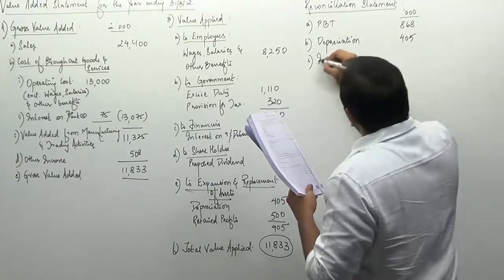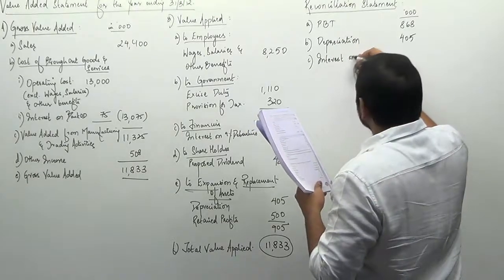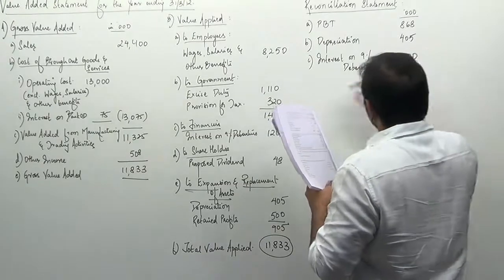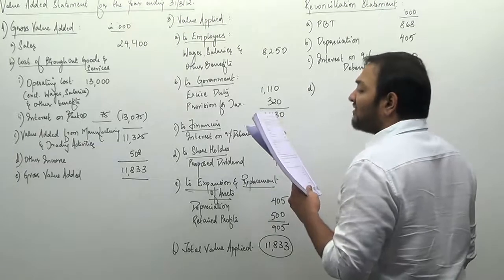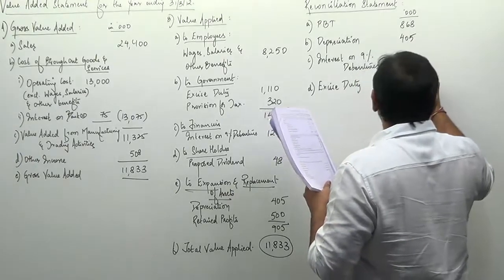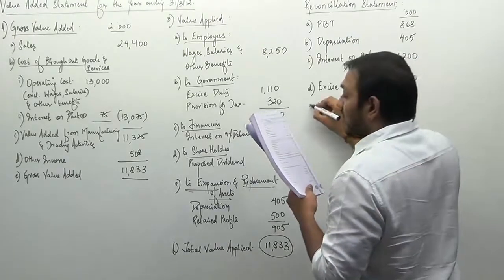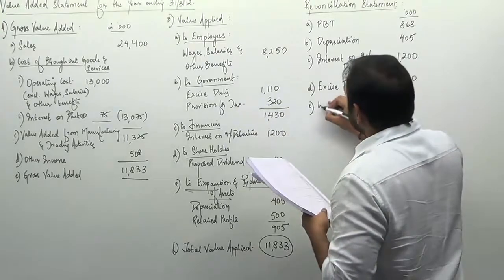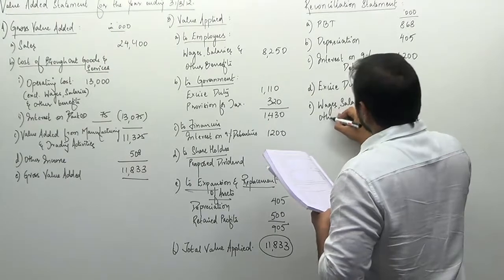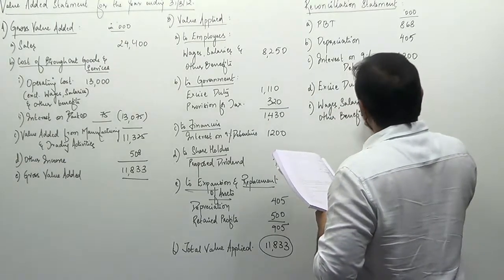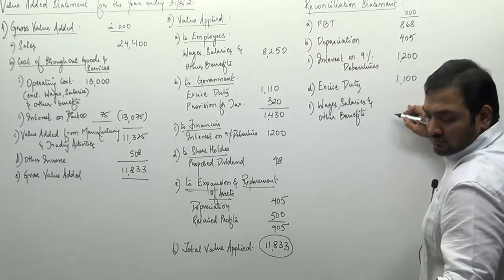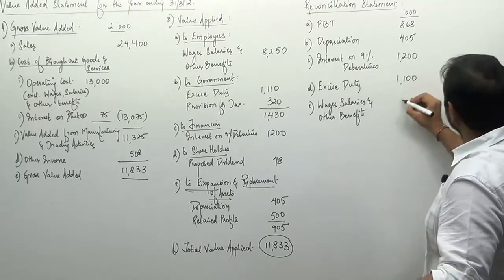Next, interest on 9% debentures. Also value applied towards providers of finance. 1,200. Next, overdraft we considered. Excise duty I haven't considered. Excise duty we took it under value applied towards government. 1,100. Next, in the operating cost we add wages, salaries. How much is the value? 8250.